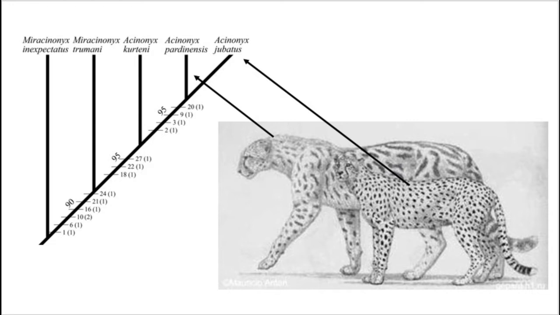Cheetahs diverged from other felids around 8.5 million years ago and are considered one of the earliest divergences in felid evolution. Actinonyx pardinensis was alive in the Middle Miocene and was far larger than A. jubatus and almost double its weight. This cat had a skull similar to that of cats in the Panthera genus, and likely killed its prey by crushing the skull and neck bones, rather than suffocating it with a death grip to the throat like modern cheetahs.